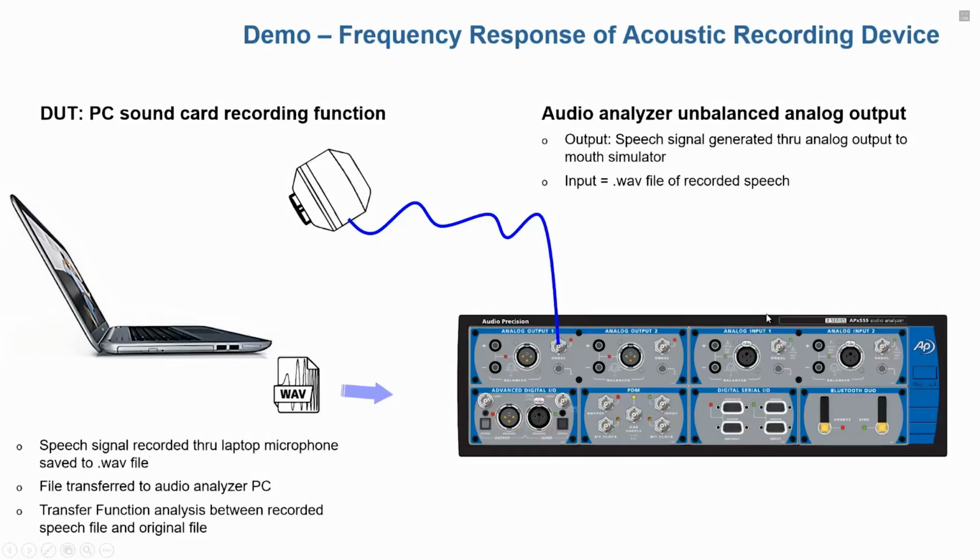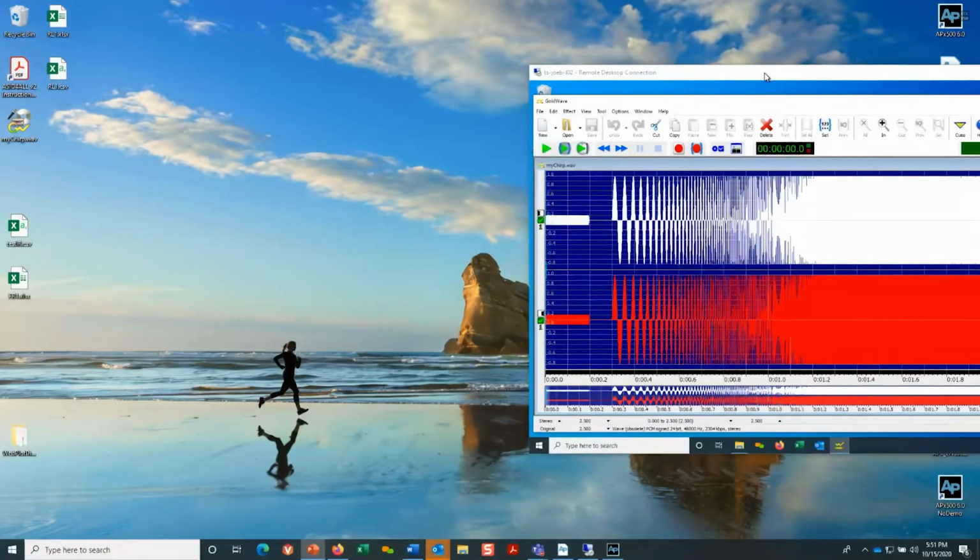All right, so in our second demonstration here, we're going to look at the recording function of a laptop sound card. So in this case, I'm using the analog output as the generator. I'm connected to the mouth simulator, the powered speaker. I'm going to play a speech stimulus, and I'm going to record it on the PC, save a WAV file, and move it back to the analyzer. And then I'm going to use a transfer function analysis to find the frequency response between the acquired signal, the recorded signal, and the original file, the original speech. So let's go and set up our analyzer.